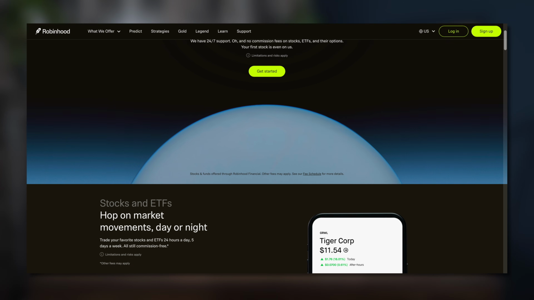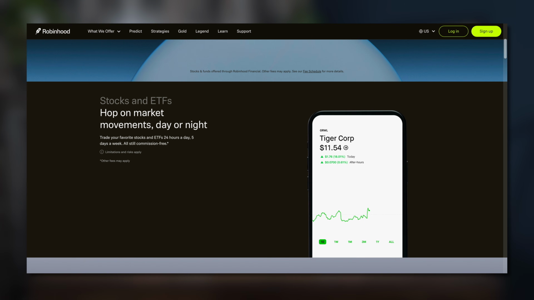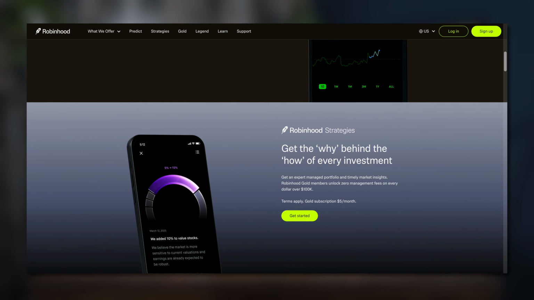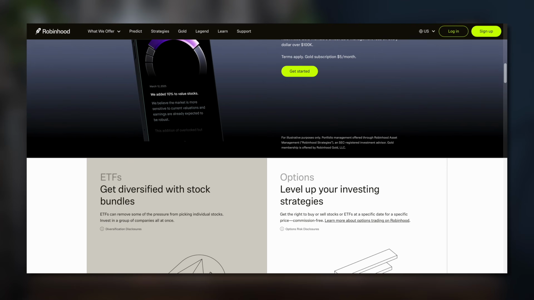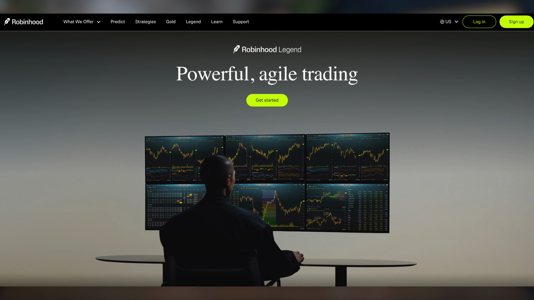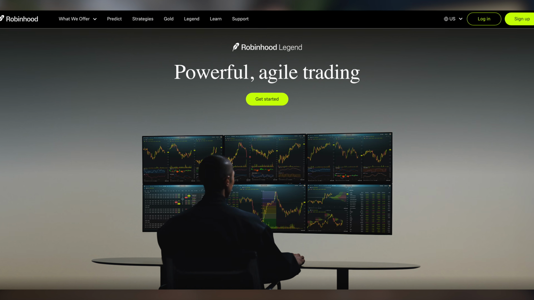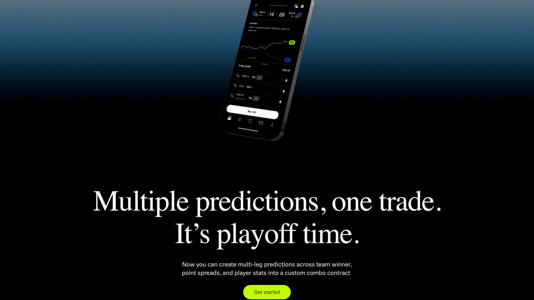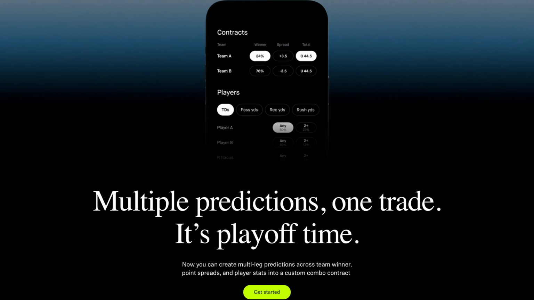Robinhood is a brokerage platform that arguably changed investing forever by popularizing commission-free stock trading. Since then, they've continued to innovate with new product offerings like Robinhood Legend, their advanced trading platform, and most recently, Prediction Markets, where users can bet on real-world outcomes.